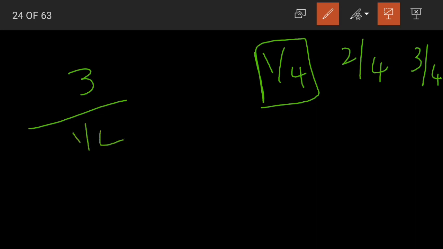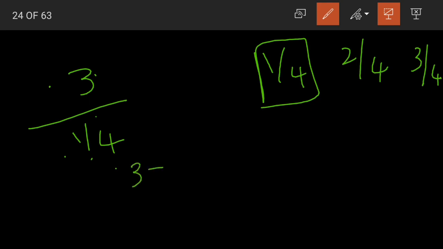3, we need to divide it by a fourth. 3 divided by 1/4. What is it? This is a very simple logic applied here. We are finding out how many fourths are there in the number 3. 3 divided by the fourth. Yes, 3 divided by the fourth.